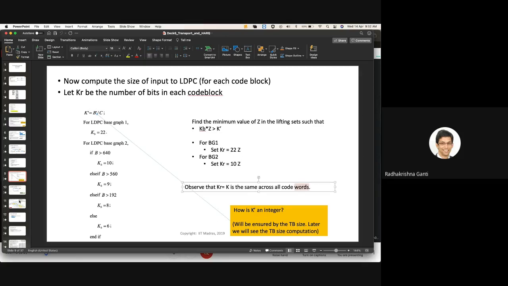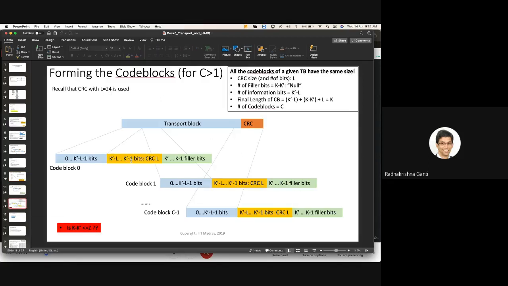Fine. Let me explain this with this picture. So I'm assuming C is greater than 1, the number of code blocks is greater than 1. So what happens is, first you have a transport block. Then you add a 24-bit CRC or 16-bit CRC depending upon that. Then this transport block is broken into some number of bits, code block 1, code block 2, which is indicated by this blue color.